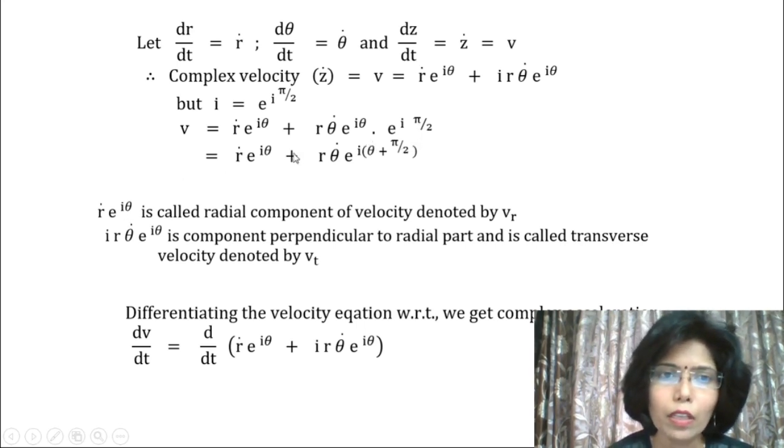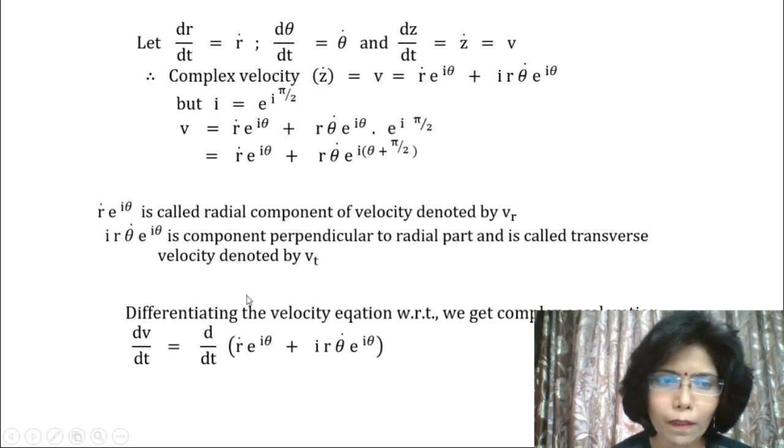Okay. So this part, that is r dot e raised to i theta, is called the radial component of the velocity, which is denoted by vr. And this part, that is r theta dot e raised to i theta, is the perpendicular component of the radial part, and it is called the transverse velocity, and it is denoted by vt.